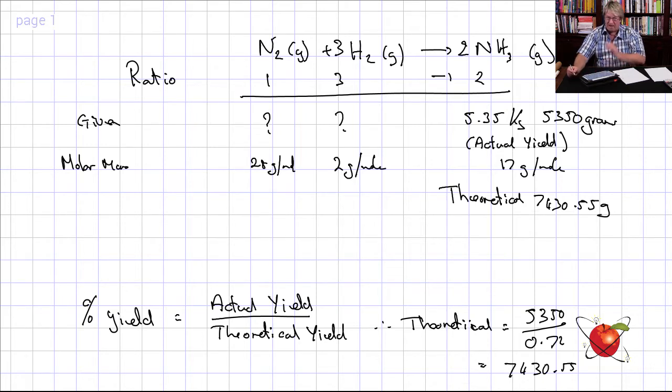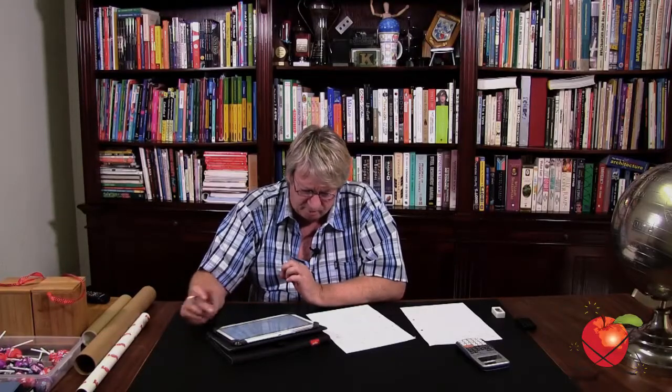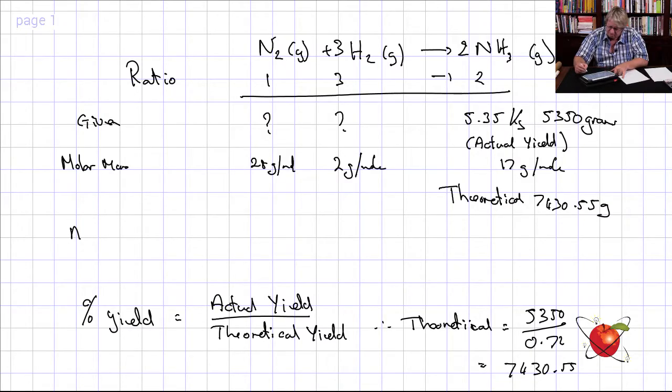7430.55 grams, right? So what have we got here? We've said, right, therefore now we know that that is the theoretical yield of the substance that we've got, right? So now let's work it backwards, shall we? If we've got this, we can take it straight back and we say, right, number of moles. Number of moles over here, we're going to divide by 17, which is going to give us 437.1 moles.